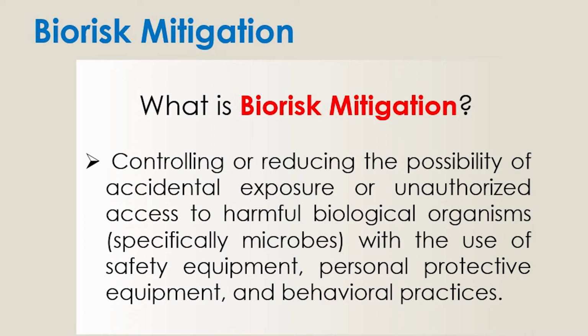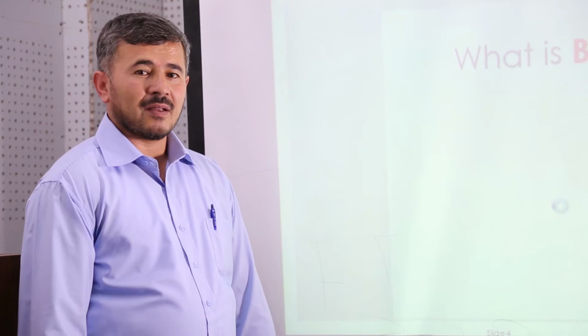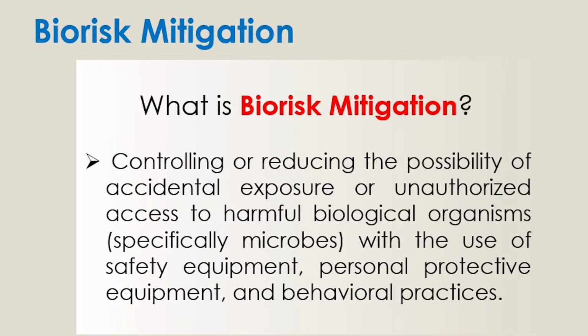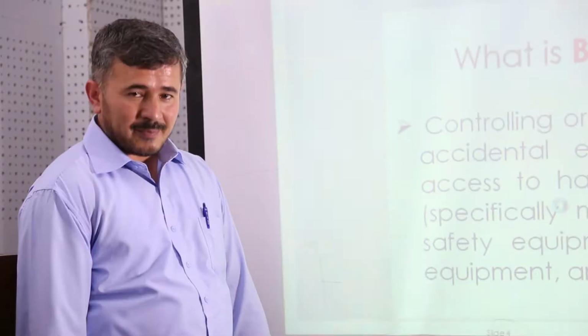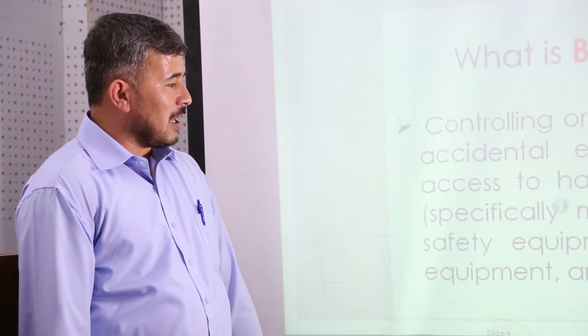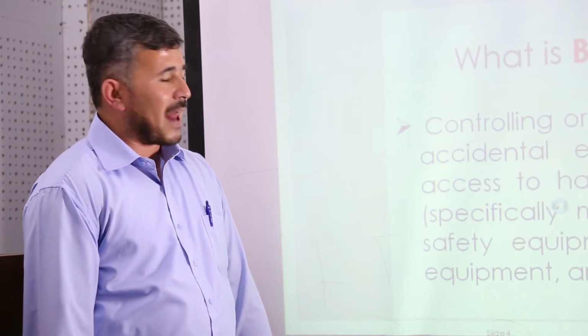So now, what is biorisk mitigation? Simply, we can say it is controlling or reducing the possibility of accidental exposure or unauthorized access to harmful biological organisms, specifically microbes, with the use of safety equipment, personal protective equipment or PPE, and behavior practices.